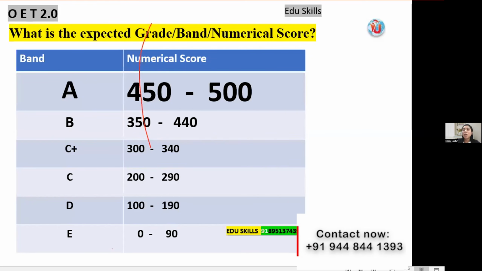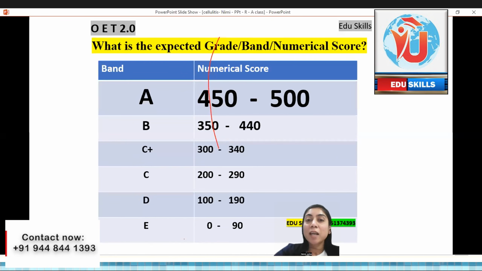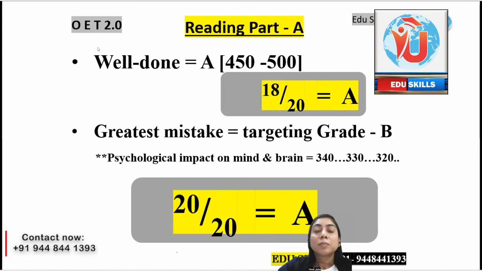Because sometimes you think, B is enough for my desired score and I can go to my dream country with a B grade. That's why your grade is going down, because you are practicing for only the B grade. So today itself, you have to change your mind and always think, I want the A grade in all subtests. So think only about grade A. Well done.